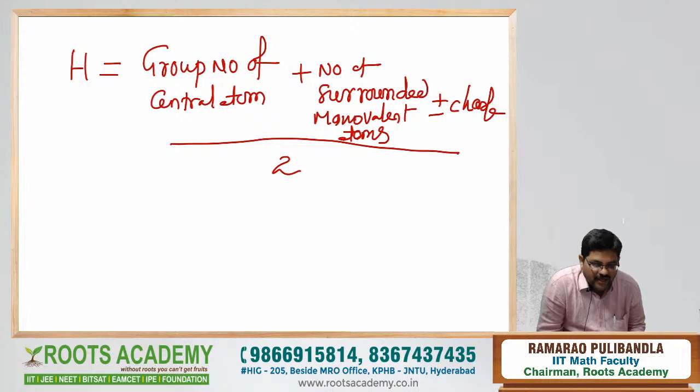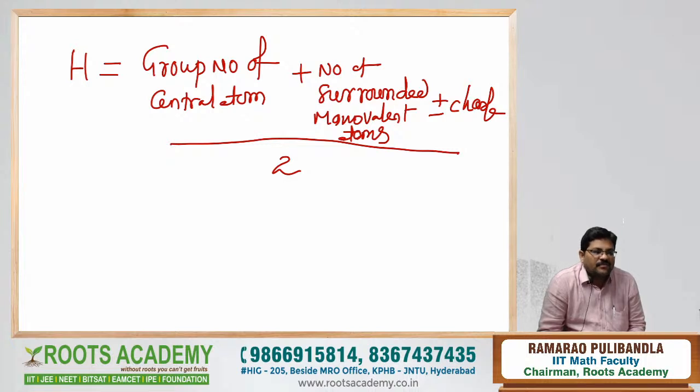Okay, students, let me repeat the formula once again. What is the shortcut formula for hybridization? Group number of the central atom plus the number of surrounding monovalent atoms. What is the meaning of monovalent? Single bond formation. Plus or minus charge, divided by 2. This is one of the shortcut formulas for hybridization. You are very well aware of the concept of hybridization.